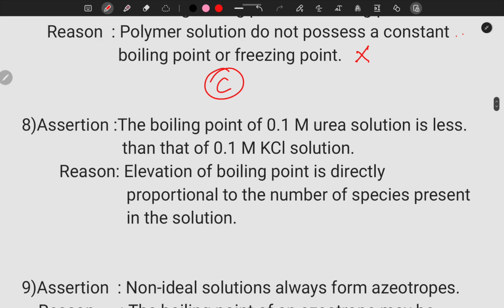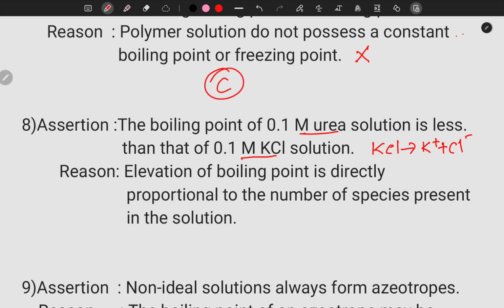Eighth question. The boiling point of 0.1 molar urea solution is less than that of 0.1 molar KCl solution. We know KCl is an ionic solid. In solution, it breaks into K plus and Cl minus ions. So the number of particles in solution increases. Whereas urea is a non-ionic or covalent solid, it does not produce ions in solution.